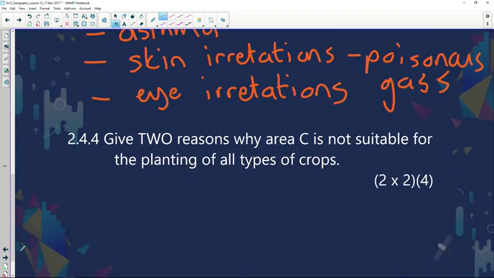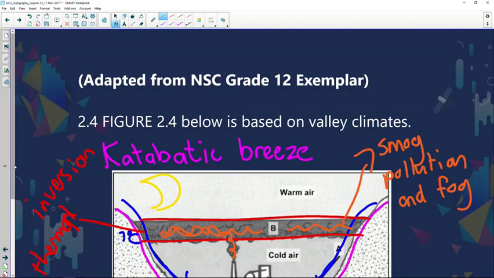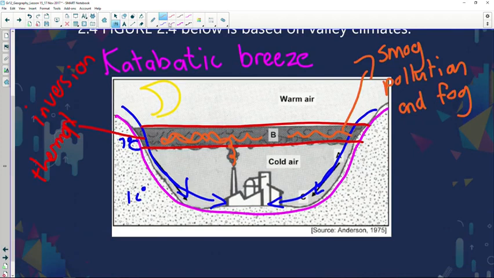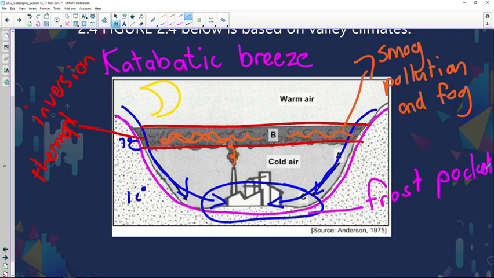Give 2 reasons why Area C is not suitable for planting of all types of crops. Now let's just quickly have a look where Area C is. C is on the bottom of the valley. It's this area over there. Now because of all the cold air collecting down there, we've learned that that's where the frost pocket is situated. Because of all the cold air collecting down there, we experience very cold conditions that might lead to frost, and unfortunately many plants are not frost resistant, so the farmer will lose its crop.